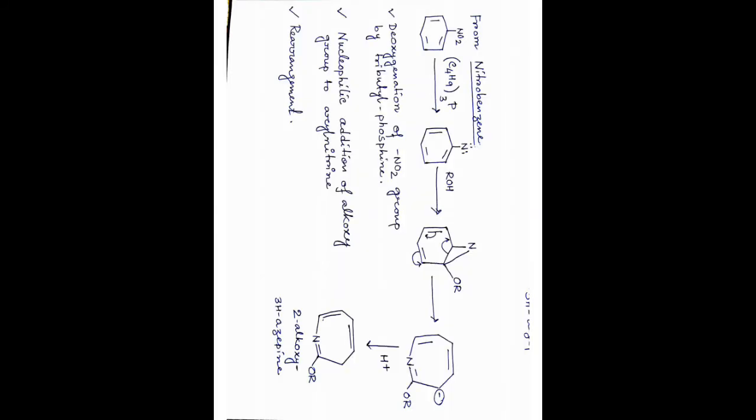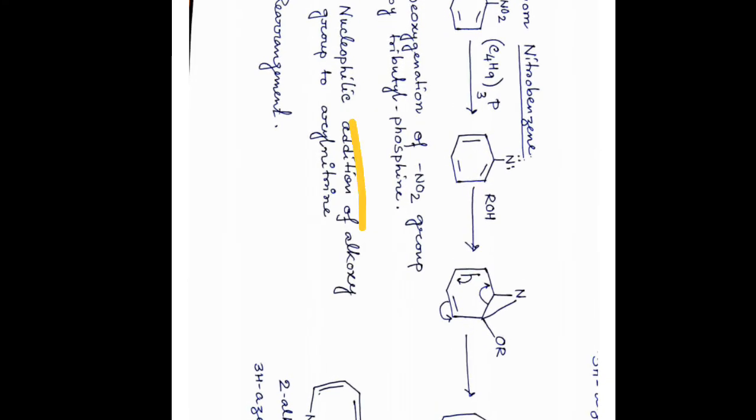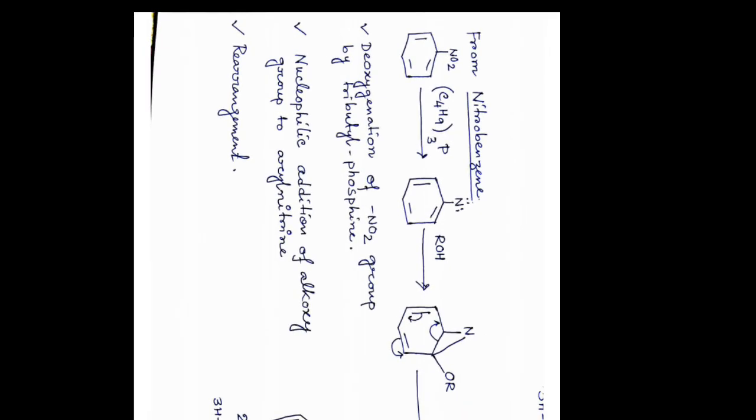Now again, this is the third reaction by which we get the azepine derivatives. At first we have to know about the reagents. The reagent used for this synthesis is C6H5NO2. What is the name of this reagent? That is nitrobenzene. Along with it, a specific reagent is used, tributyl phosphine. This is the specific structure of tributyl phosphine.